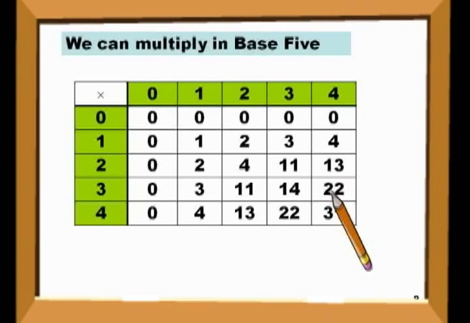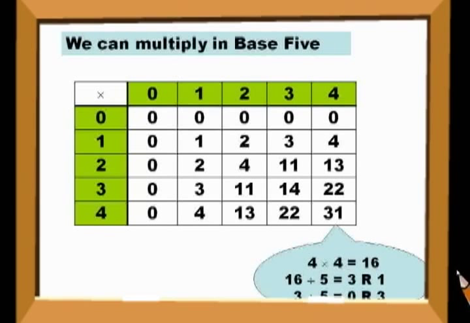And finally we come to the 4. When 4 is multiplied by 0, we have 0. When 4 is multiplied by 1, we have 4. And 4 2s are 8, which is a 13, remember here, 8. Then 4 3s are 12, 22. And 4 4s are 16, which is a 31. How did we get 31?